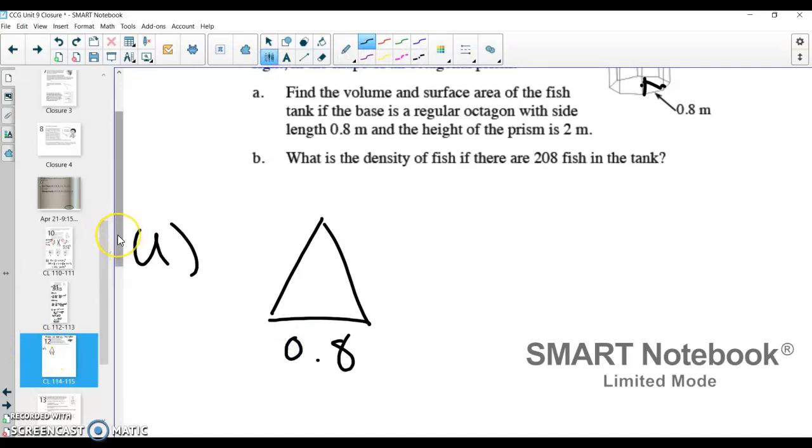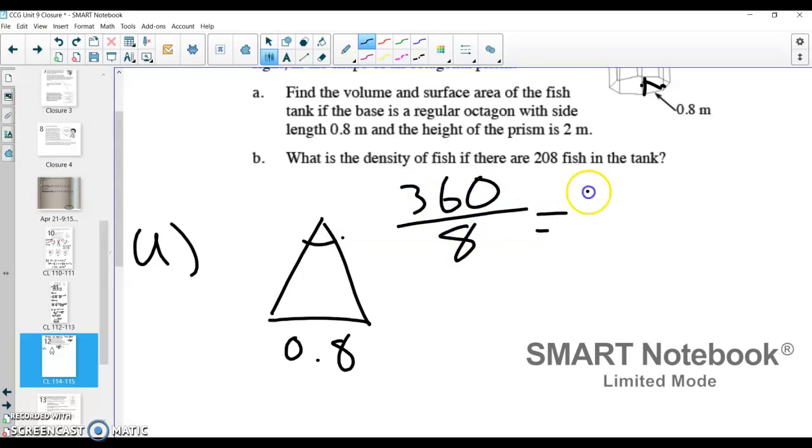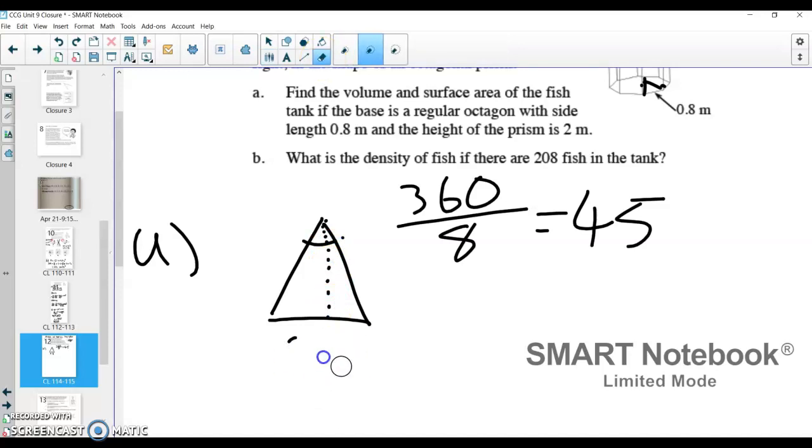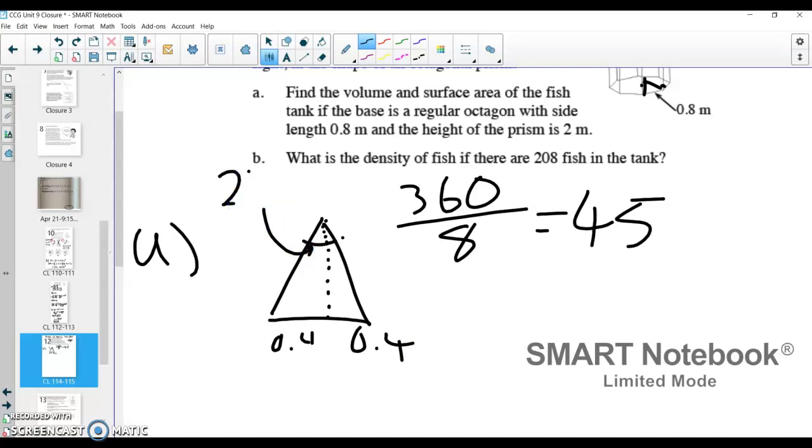The next thing I want to do is find what that central angle is, the whole central angle right here. So I take 360 and divide it by 8, and I believe that gives me a central angle of 45. The next thing I do is drop my apothem down and cut everything in half. That apothem is going to cut that in half, so now I have 0.4 and another 0.4. The central angle got cut in half. It was 45 and now it's 22.5.